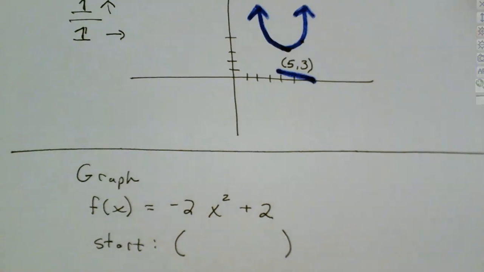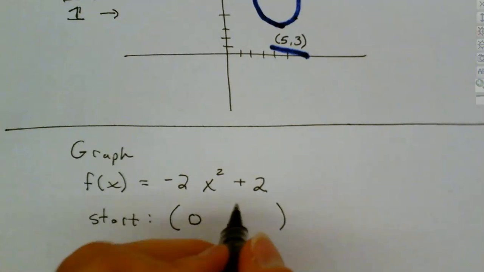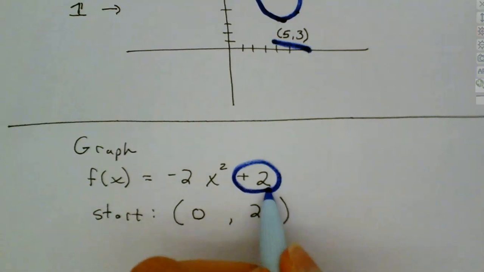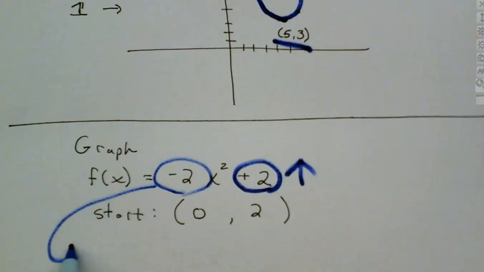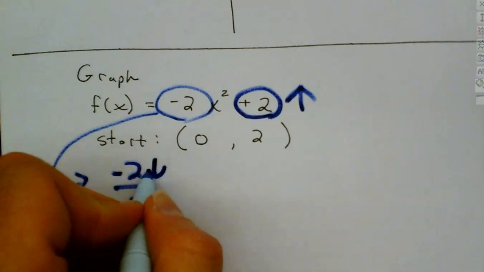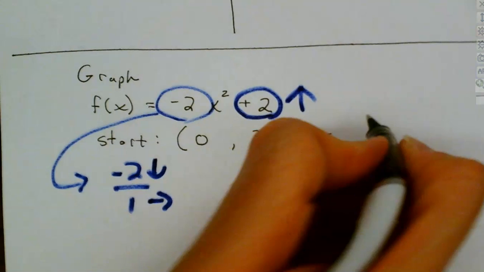Now be careful with this one. Right, we're going to be at 0 for the x part, right, because nothing's inside. And then what's my y component? 2. Because this 2 on the end, what does that do? Forces it up. Now what about the negative 2 here? Well, that's a minus 2 over 1, isn't it? Right, and it's in front. So that means we're going to go down 2 and over 1. Where we start at, this is also called the vertex.